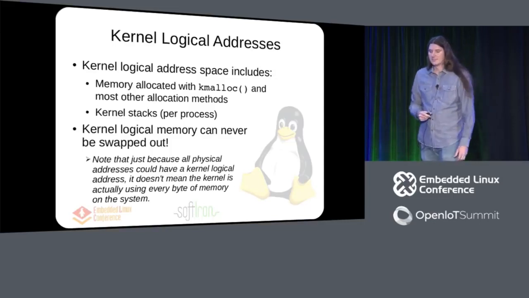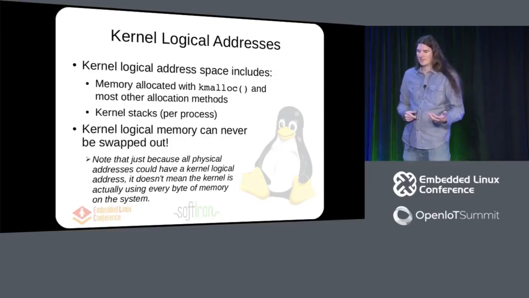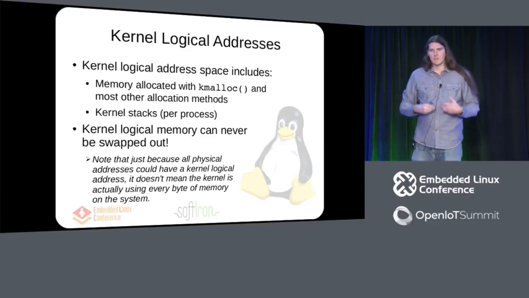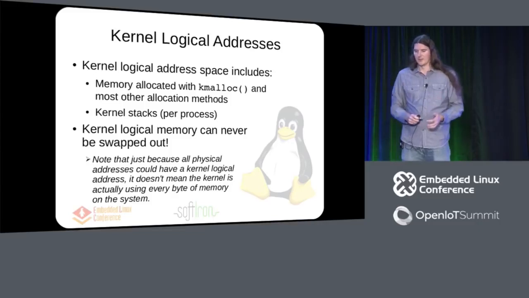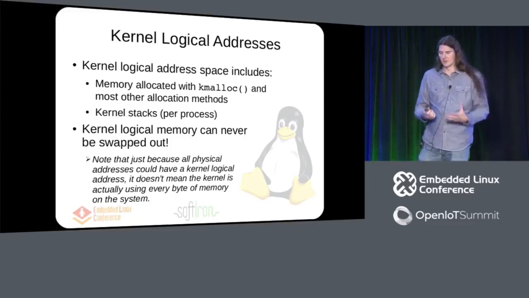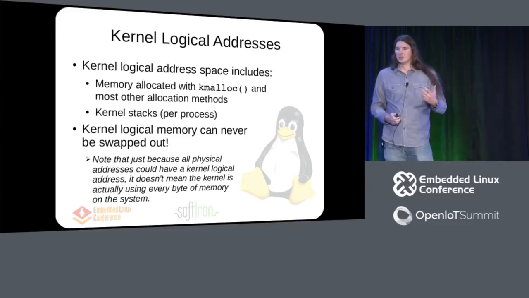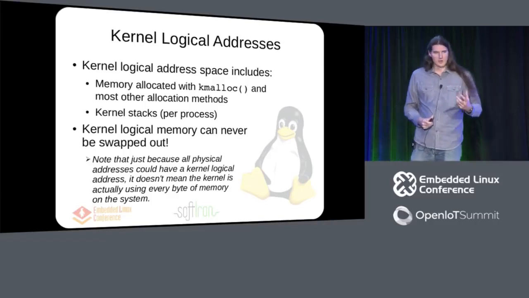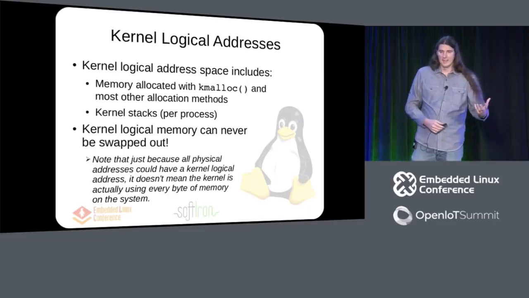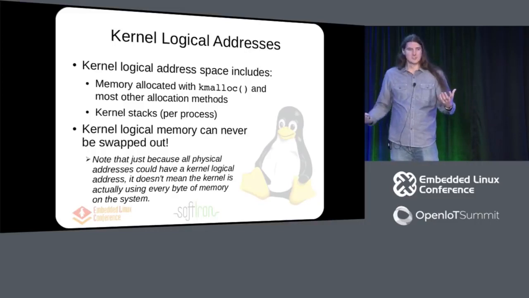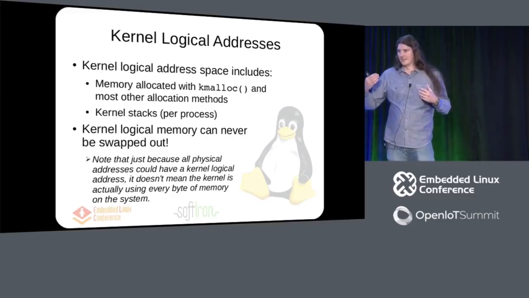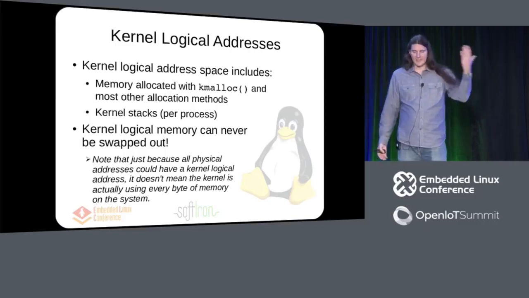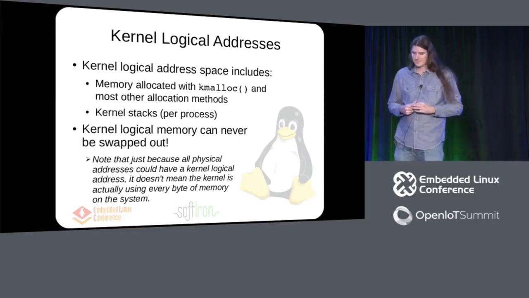So kernel logical address space includes not just what's allocated with kmalloc, but what's allocated with most kernel allocation methods. So if you're using caches or slabs or anything like that, we're talking about memory that's going to be in this kernel logical address space. It also includes kernel stacks. So in the kernel, every process has a stack similar to in user space, but the two stacks are separate. The user space stack exists in user memory, and the kernel stack exists in kernel memory.